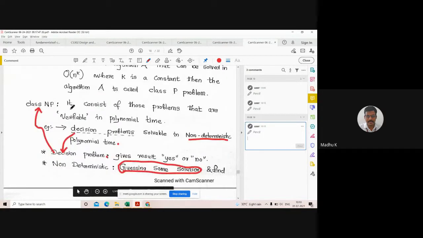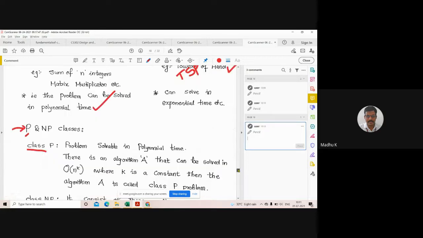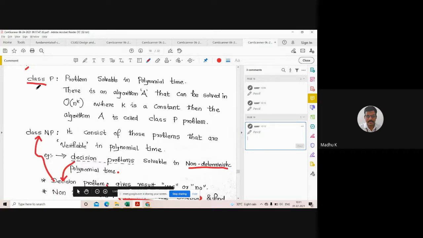Then we can say that it consists of those problems that are verifiable in polynomial time. Which means we can get an answer, yes or no, within polynomial time. That is called verifiable. Sometimes we may not get the exact answer, but we will get an answer verifiable in polynomial time. That is called class NP. So what is NP? What is P? Class P means problems solvable in polynomial time. Class NP consists of those problems that are verifiable in polynomial time. The solution is verifiable; we will get an answer yes or no only.